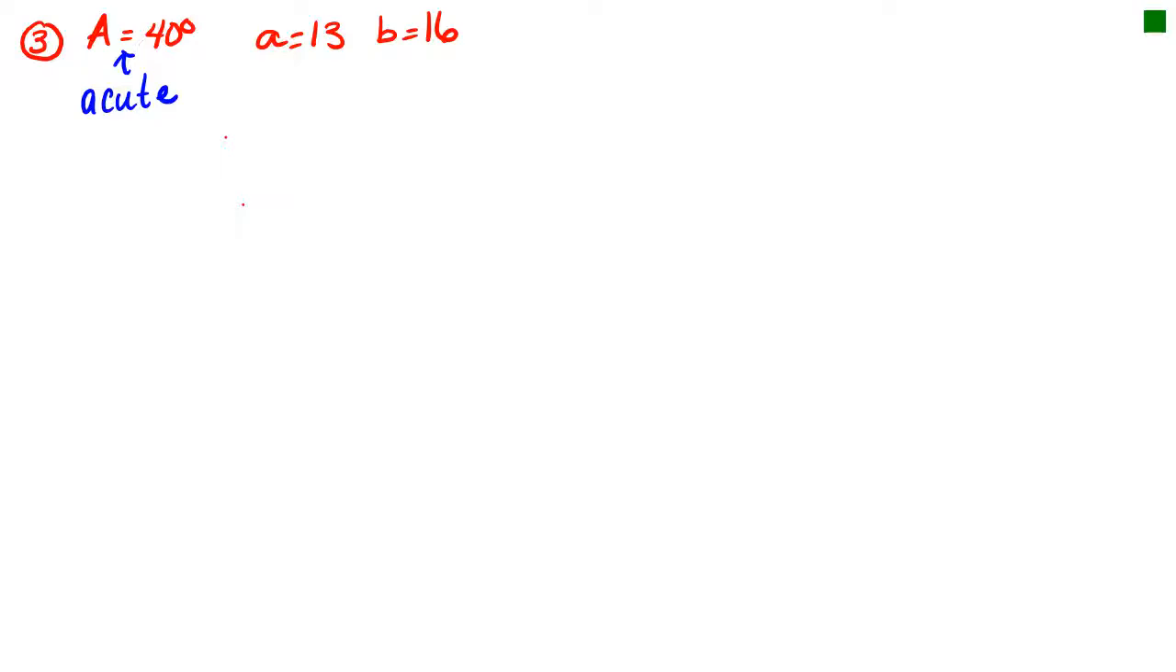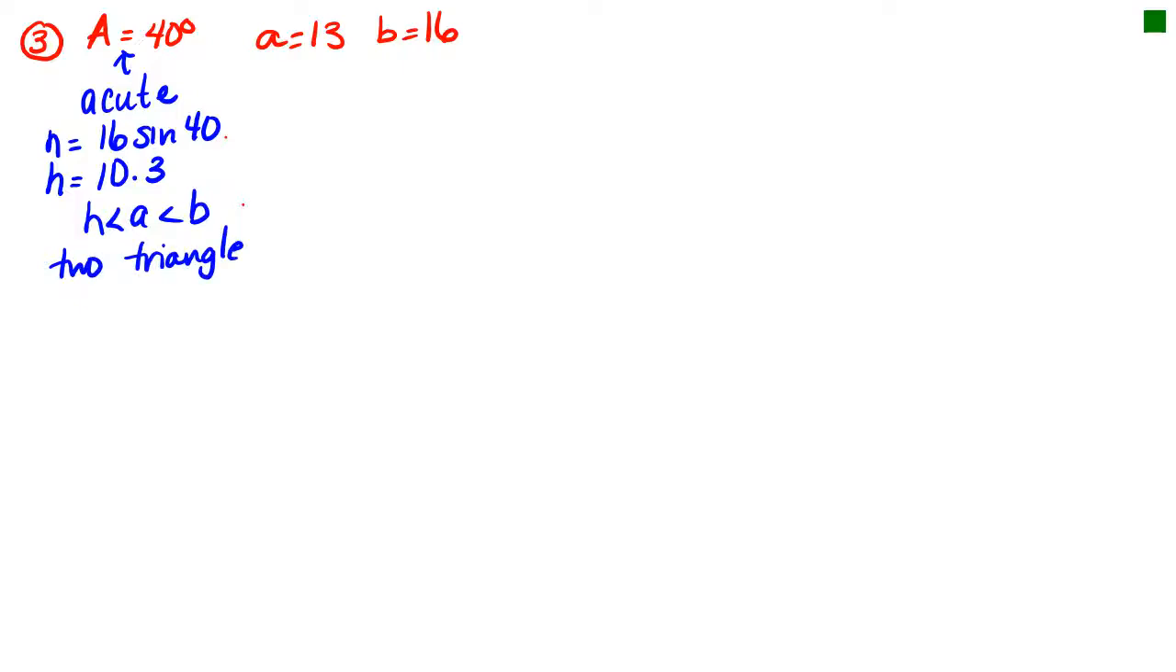All right, so since it's acute, I've got to find H. So it's going to be 16, which is B, times sine of 40. When I put that in the calculator, I get 10.3, which is less than A and B. So H is less than A, and it's less than B. So, two triangles. Okay, so let's talk about triangle 1. Let's just solve it, and we'll do triangle 2 in a second.